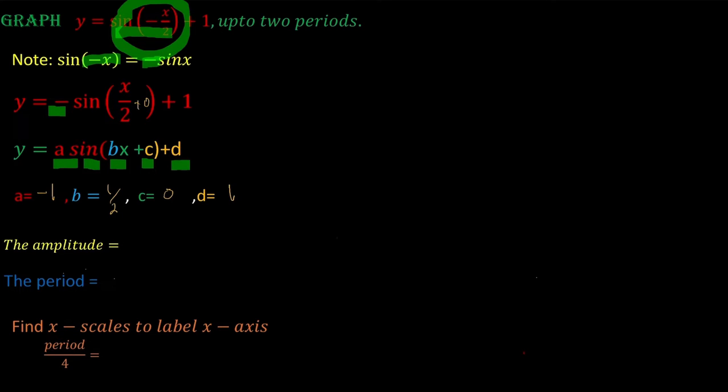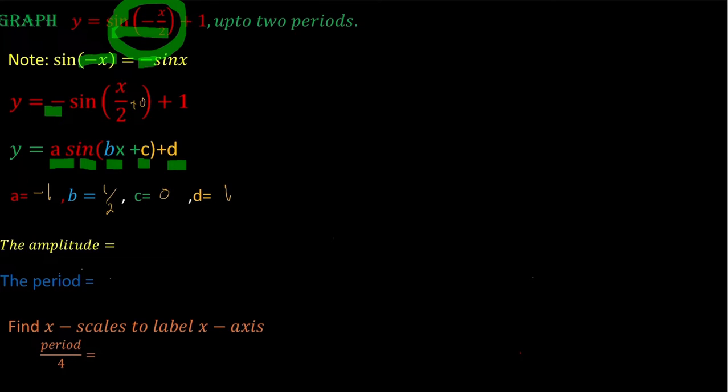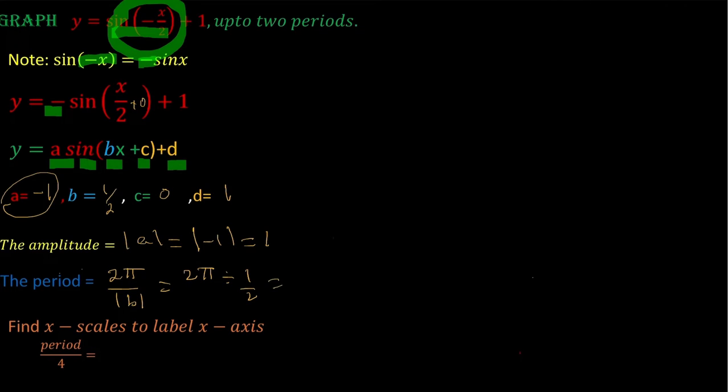Now, the next thing is to find the amplitude. How are we going to find the amplitude? The amplitude is simply the absolute value of a, which is -1. So we're going to write the absolute value of -1, which is just going to be 1. That's right. How about the period? Period is really 2 pi divided by the absolute value of b. So in this case, we're going to write 2 pi divided by 1/2, which is really 4 pi. You flip the second fraction.